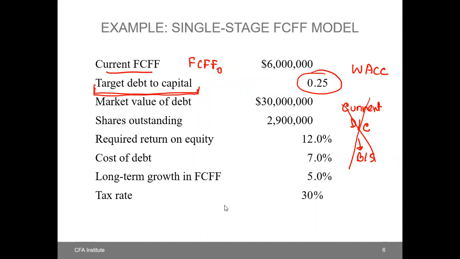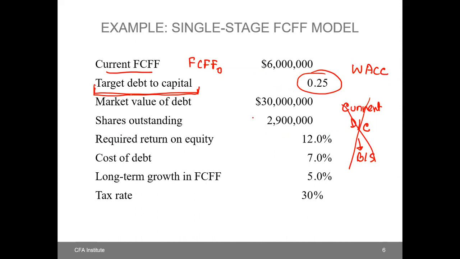What is your intuition on why analysts use the target debt to equity, target debt to capital? Yeah, absolutely. You have the right intuition. In the long run, the firm will try its best to reach the target structure. So it is not the current structure which they will try to continue. As long as their target is different, they will try to achieve it.